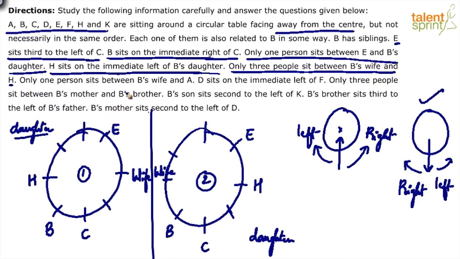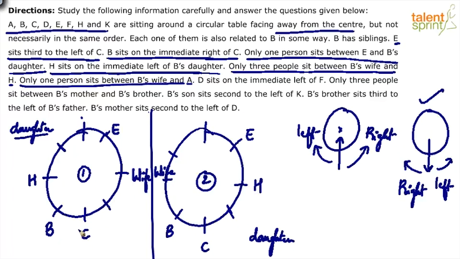Only one person sits between B's wife and A. So B's wife's position is already marked. Only one person between B's wife and A. Try out. There will be 2 possibilities. Remember, in such cases there are always 2 possibilities. Let's try both the possibilities in both the cases. So one person between wife and A. So wife dash A. Wife dash A, possible A can come here, or wife dash A.